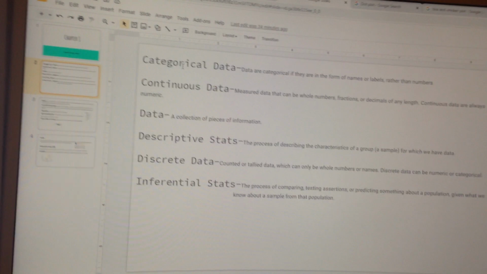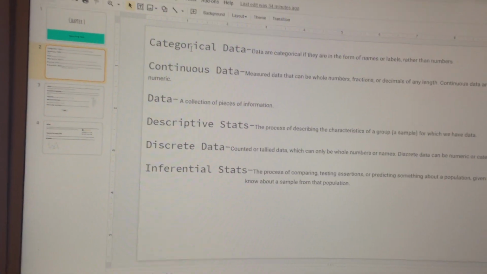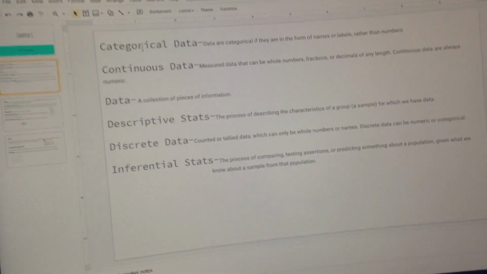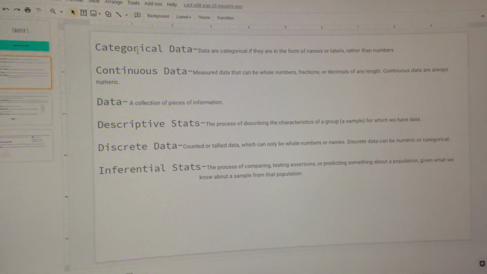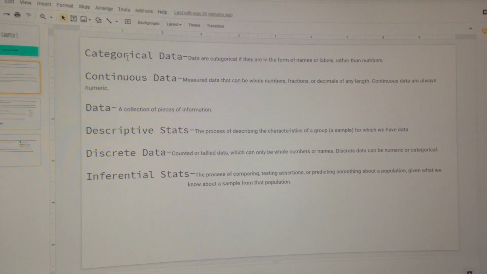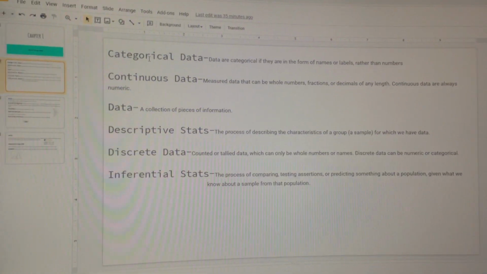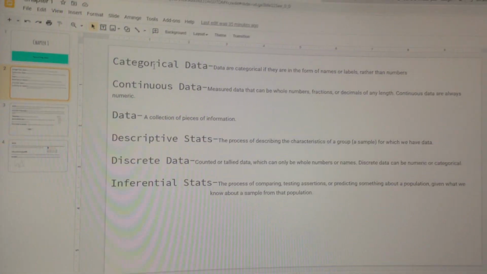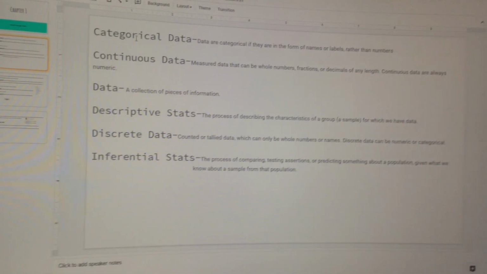First, starting out with the chapter's key terms: categorical data. That's just data that's not numbers. So it can be like if you're a Republican or Democrat, or your grade in school, or just things that are data but not necessarily numerical data.